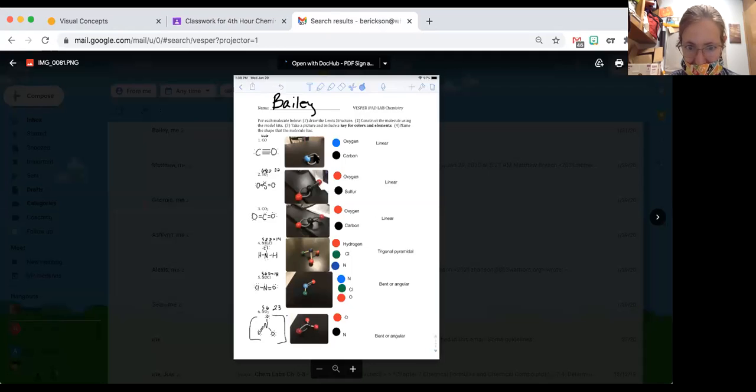Yes, yeah. So they took a picture, and then they did the key, and then there's the shape. And I'm not going to show you the second page, so you can't cheat.